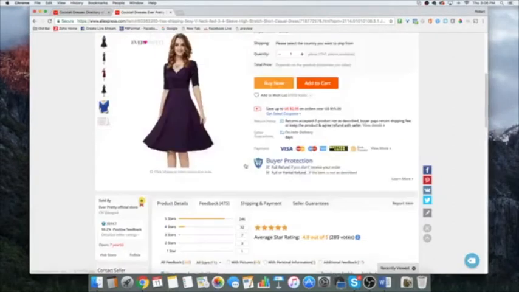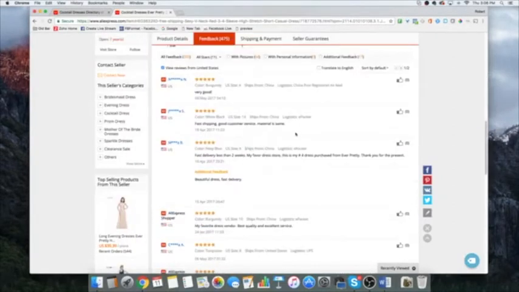Very pretty dress. Good stuff, right? You guys agree? That's good. I'd be comfortable selling that. They haven't had any problems with it, right? If they're not having any problems with it, then you shouldn't either.